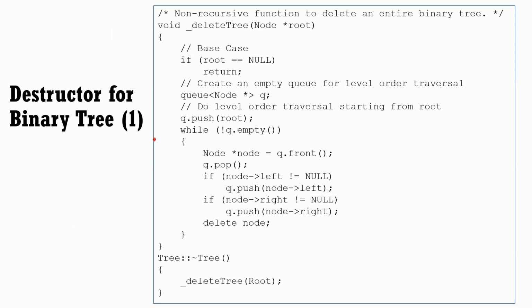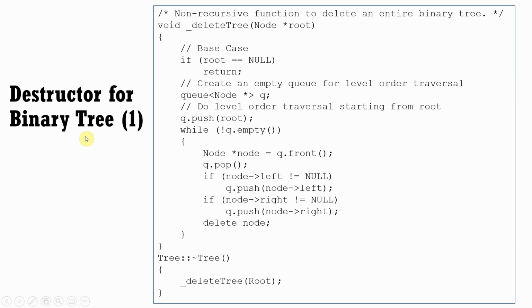Okay, sorry, I'm jumping over many pages. I provided some examples on how to define a destructor, copy constructor, and assignment operator for binary trees. For the destructor, I'm not going to go over them. This is only for your reference.